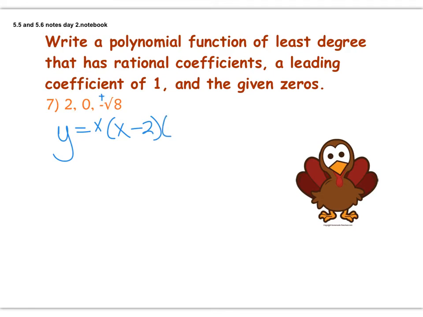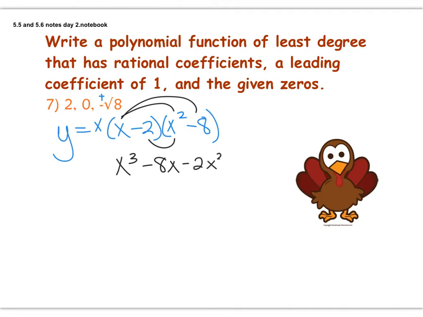All right, so then we're going to have x squared. Radicals are always a minus, and it's the number under the radical. And now we can multiply this together. So we're going to have x cubed minus 8x minus 2x squared plus 16.